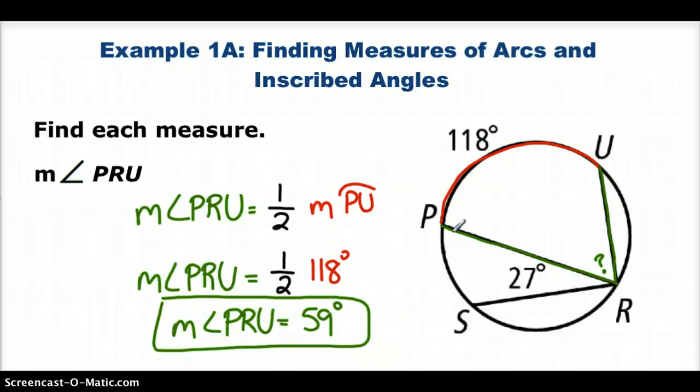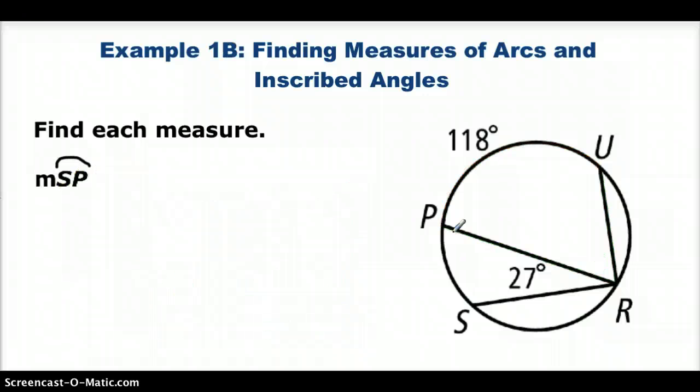Let's go ahead and check out another one here. In this next one we want to find the measure of arc SP. So let's take a look at what we want to know: arc SP. Now let's look at what information they're actually giving us. I don't think the 118 degrees for arc PU is really going to help us in this case, but we do know the measure of the inscribed angle, which we can call angle PRS, is 27 degrees.